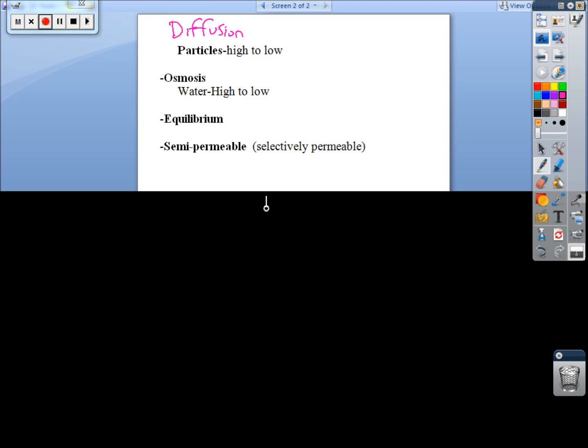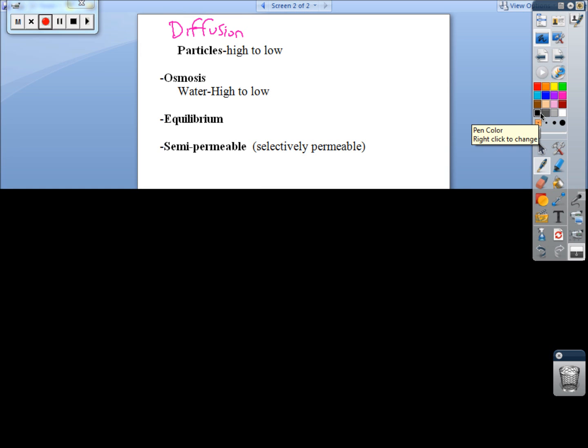Okay. And then we have the idea of osmosis. And osmosis is very, very similar to diffusion. But it's just water. It's just H2O. H2O only.